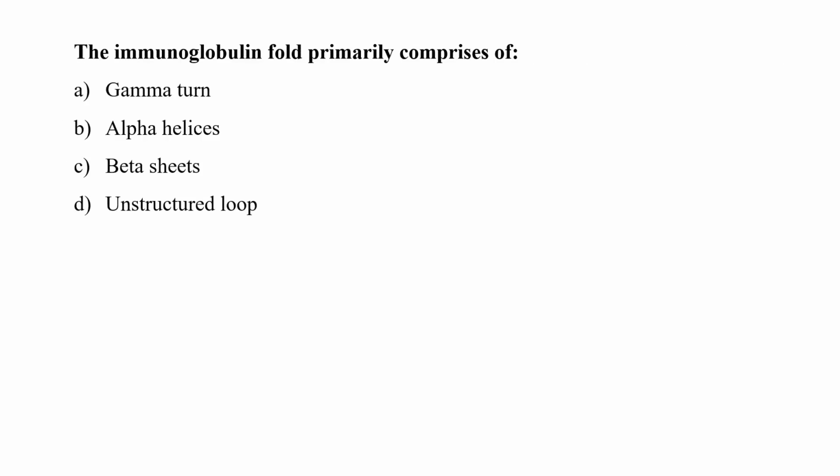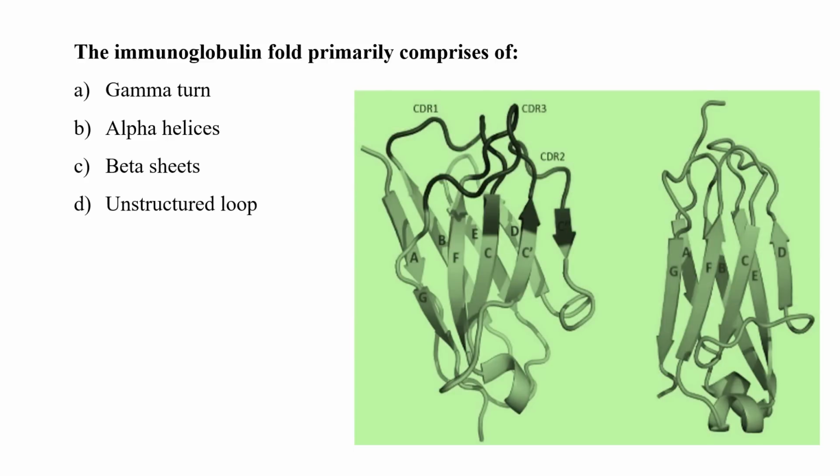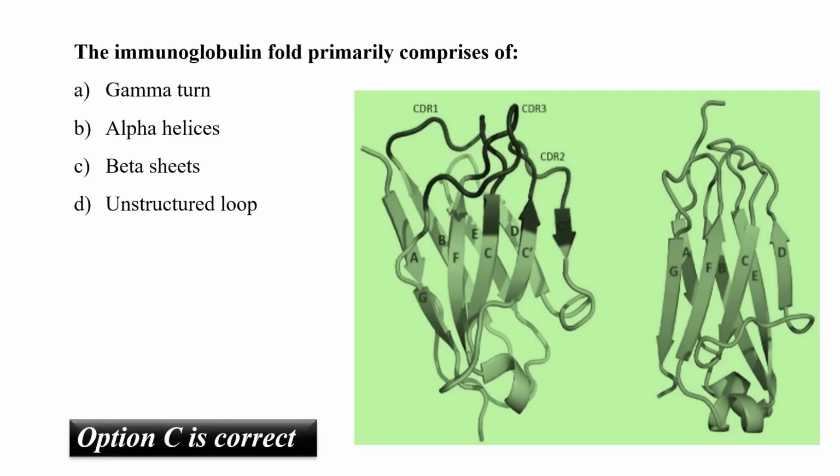The immunoglobulin fold primarily comprises gamma turns, alpha helices, beta sheets, or unstructured loops. The immunoglobulin fold consists of a pair of beta sheets, each built of antiparallel beta strands that surround a central hydrophobic core that is bridged by a single disulfide bond. So option C would be the correct answer, that beta sheets are responsible for making the immunoglobulin fold.